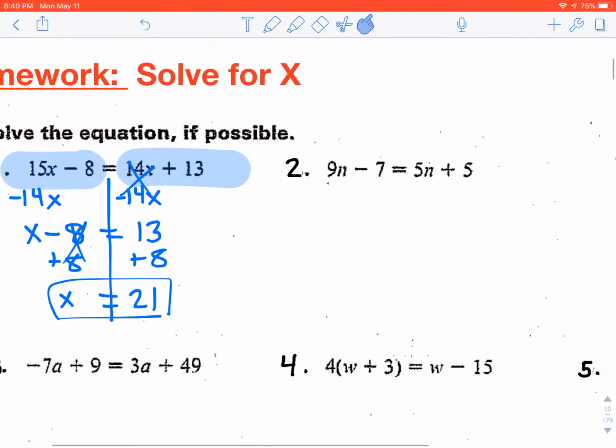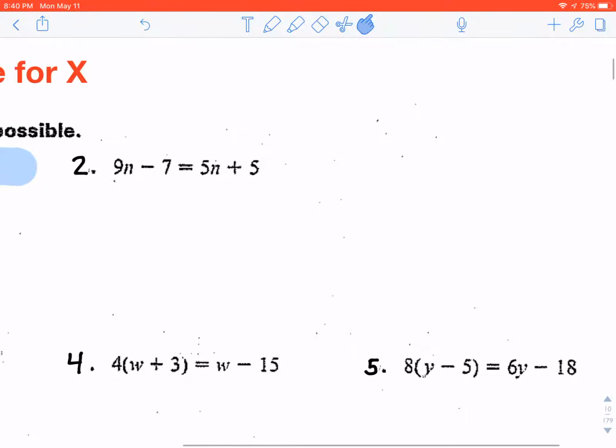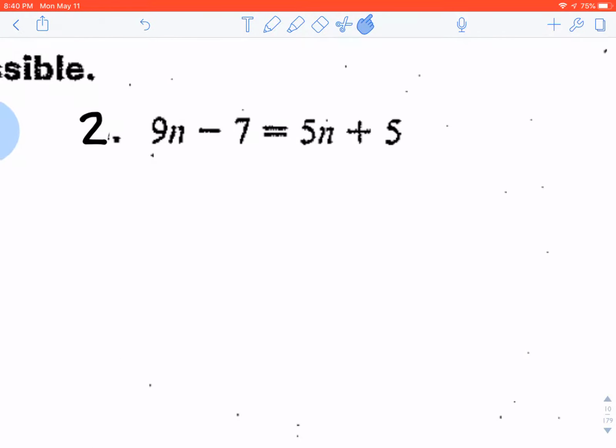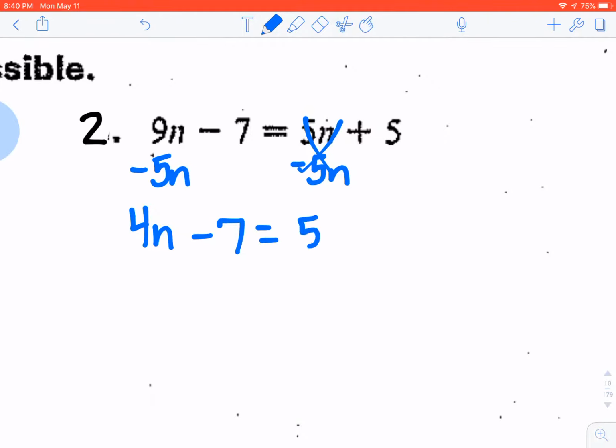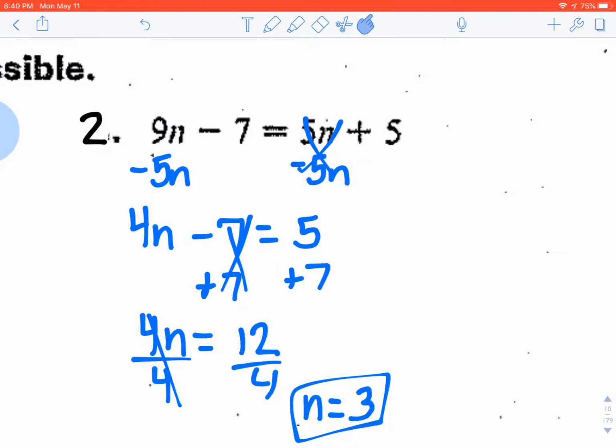Number 2, same process of steps. There's no parentheses to get rid of. There's no fractions to get rid of. There's no like terms on either side. So you immediately go to the step where you move all variables to the left. So you should move the 5n over. You then should have moved numbers to the right. So you had 4n equals 12. Divide by 4. So n equals positive 3.